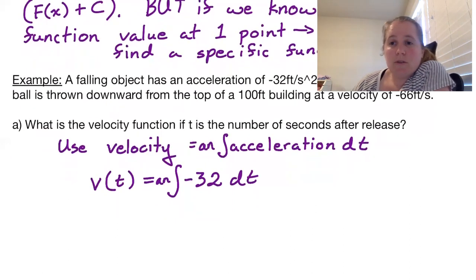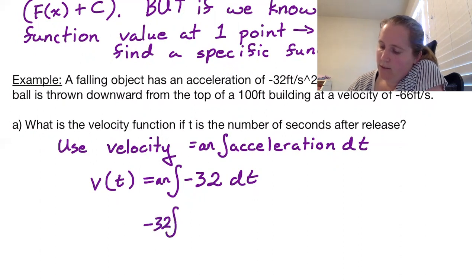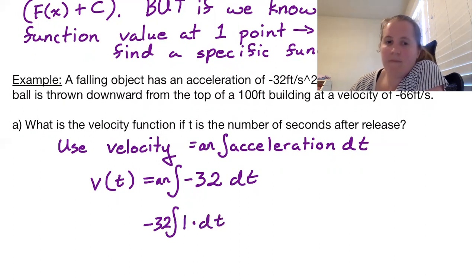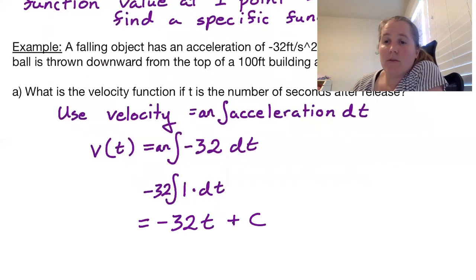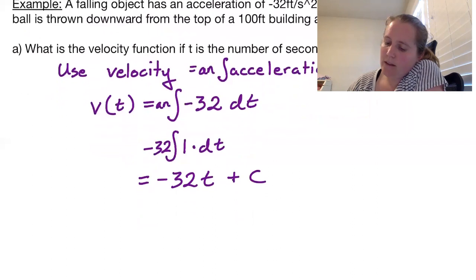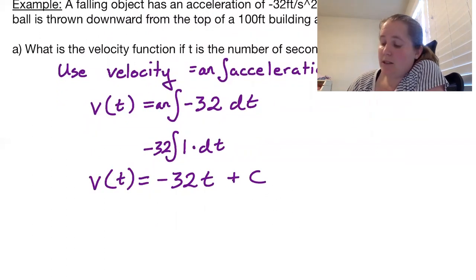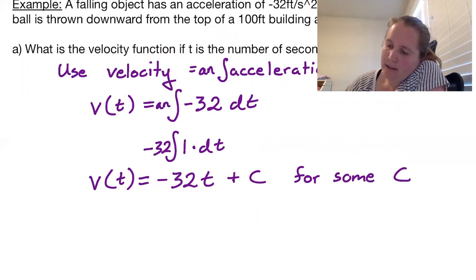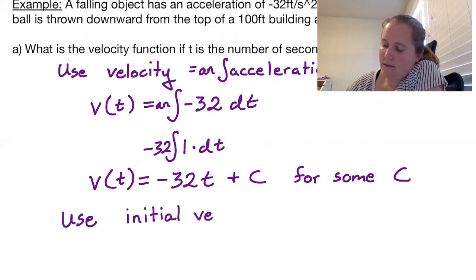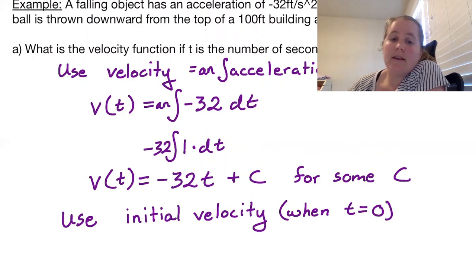So the integral of a constant, that constant can come out front. So we're looking at -32 times the integral of 1 times dt. And so we get -32 times t plus c. The integral of 1 times dt was just t. So we have v of t is equal to -32t plus c for some c instead of for all c. And then we're going to use the fact that the initial velocity, right, at release, so when t equals 0, we were told that that initial velocity is -66 feet per second.